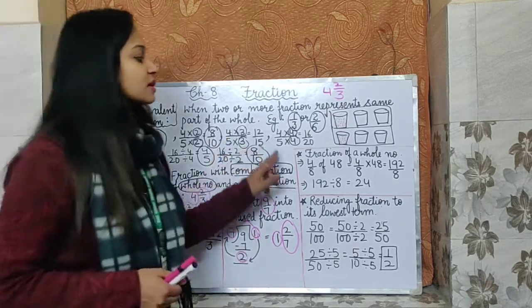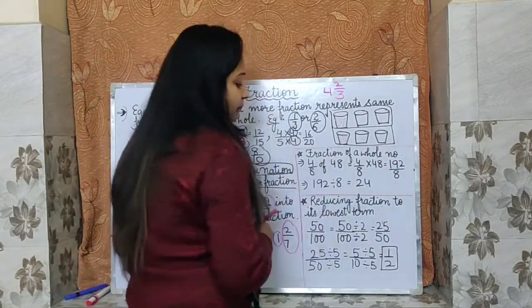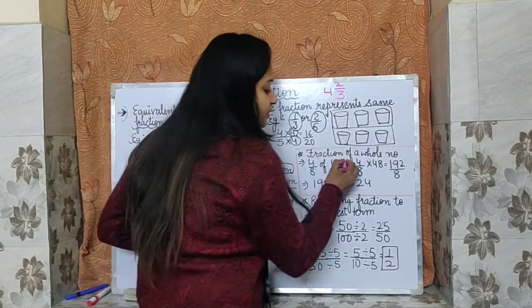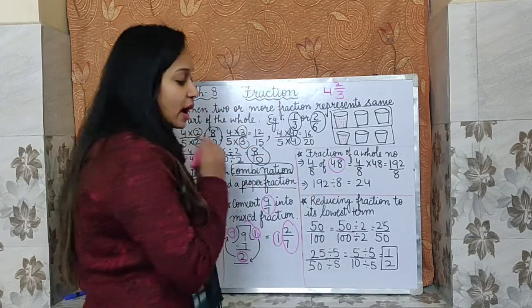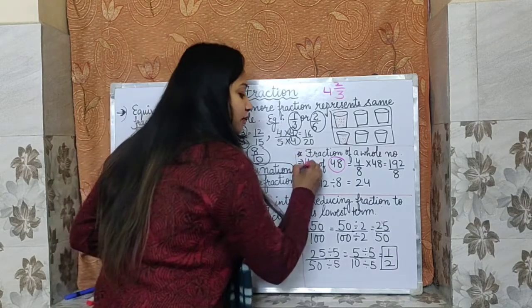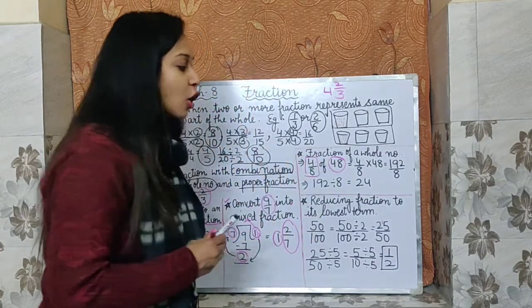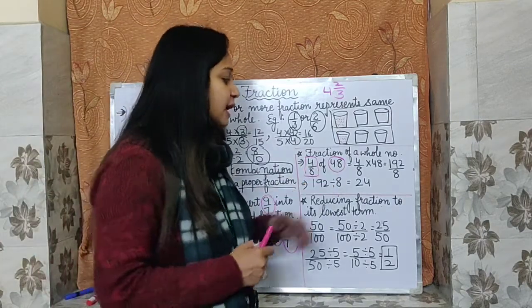So next topic of this is fraction of a whole number. Very easy. Fraction of a whole number means one whole number is given to you. एक पूरा number हमें दिया हुआ है. I want to find its fraction. And what fraction I have to find वो भी मुझे दिया हुआ है. I want to find 4 by 8 of 48. How I will find 4 by 8 of 48?